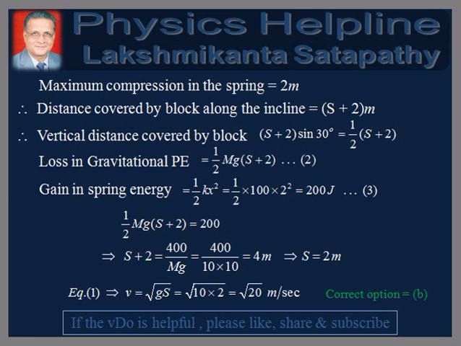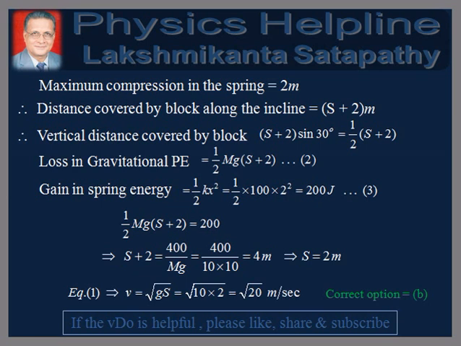Also, gain in spring energy is equal to half kx square. It is given that k is equal to 100 newtons per meter and x is equal to 2 meters. Putting these values and simplifying, we get spring energy is equal to 200 joules.